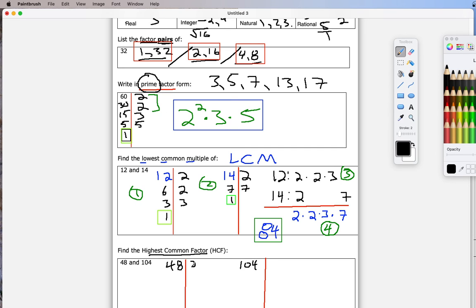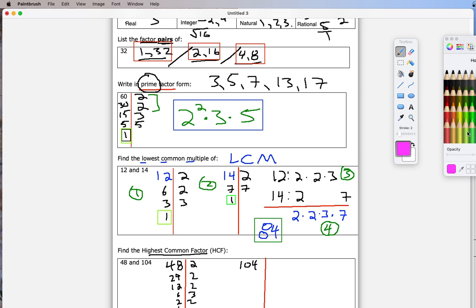So divide by 2, I get 24. Divide by 2, I get 12. Divide by 2, I get 6. Divide by 3, I get 2. And divide by 2, I get 1. So 2, 2, 2, 3, 2. So that's what I have for 48.